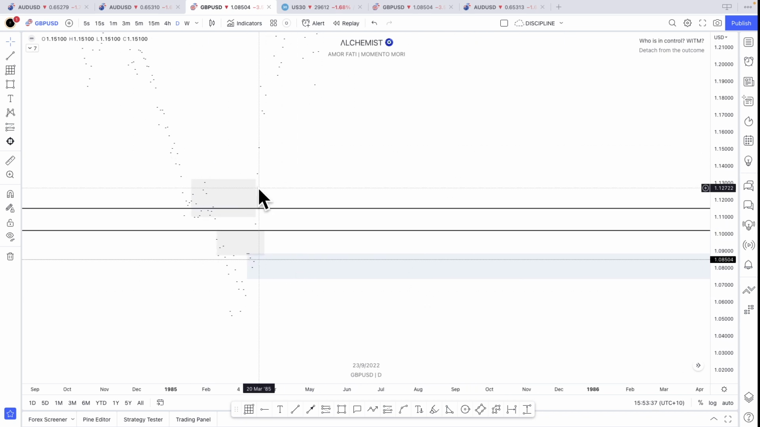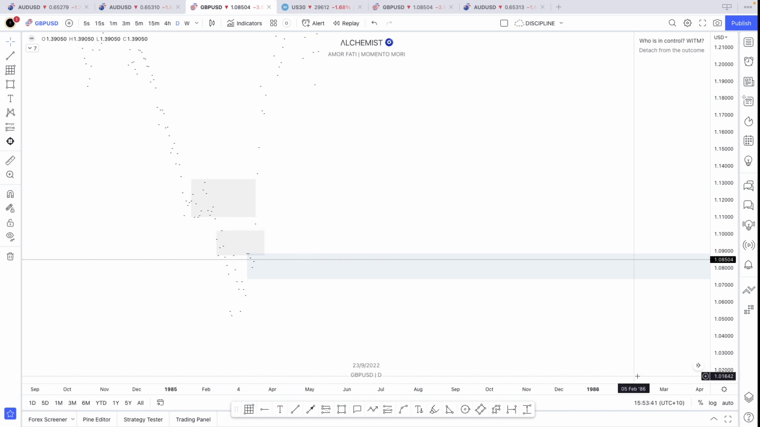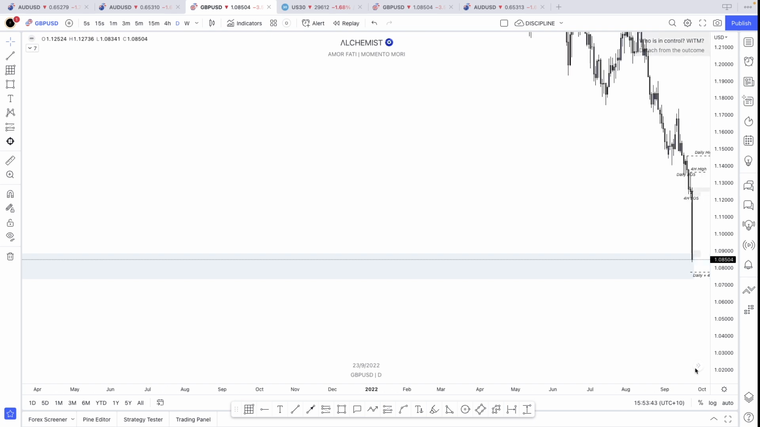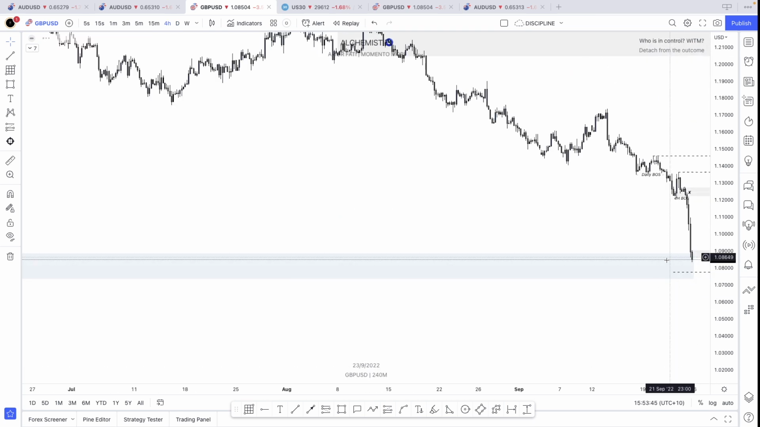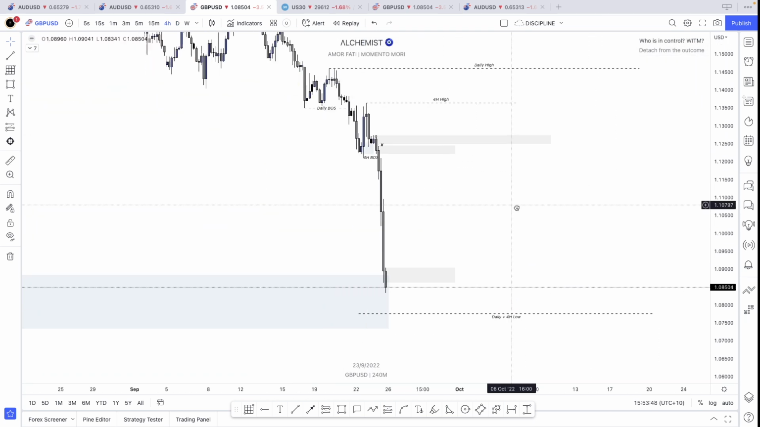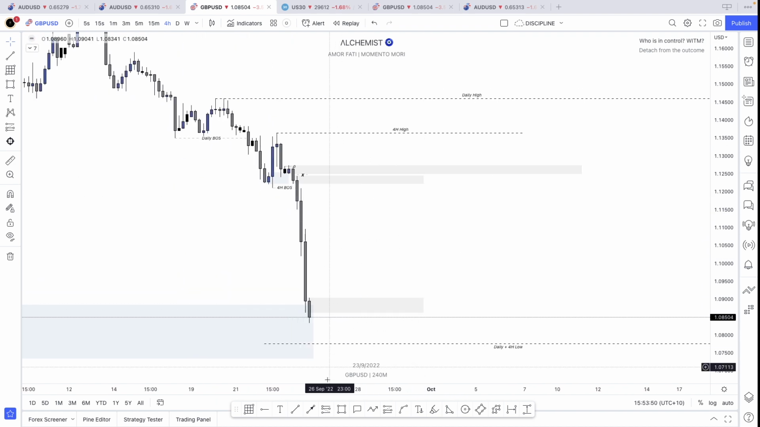So obviously I can't really mark up any demand zones within this, but they're there. So we can get rid of those, go all the way back to where we were, go back to the 4 hour. Agree that there is going to be a demand zone there, even though we can't see it because it was 40 years ago. And then let's identify these zones as well.